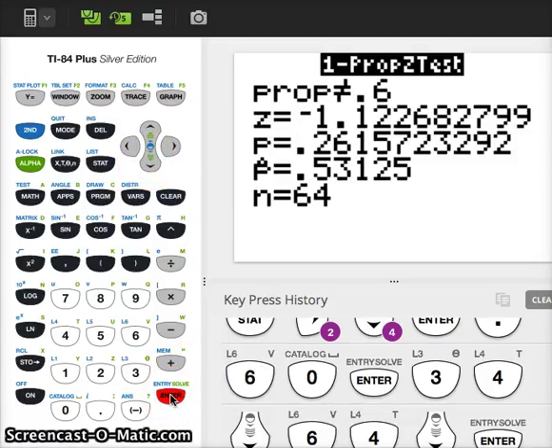Now notice when I calculate the data, I'm given our p-hat, which is 53%. So we found 53%, okay? Lower than the 60, right? And of course, the most important value here is the p-value, 0.2616.